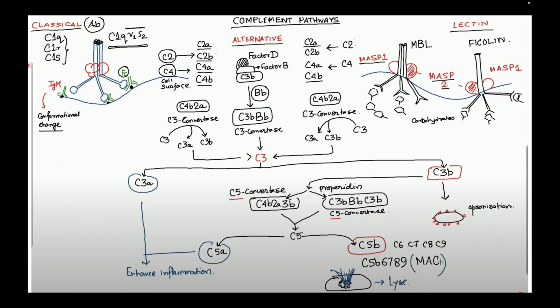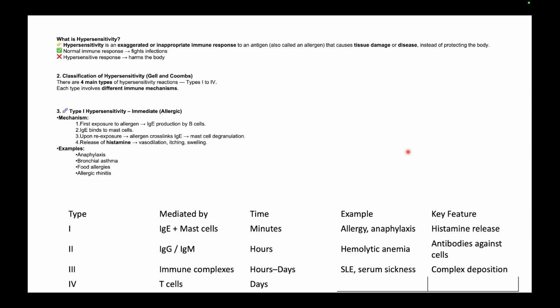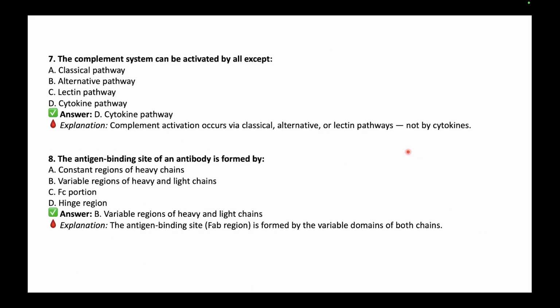Okay, so this is the classical pathway, where one set of proteins starts with the C1QR2S2. Then, if the lectins are involved, there is another pathway, the lectin pathway, and in between there is an alternate pathway that goes on, called the alternative pathway. So only because of these three pathways will the complement system be activated. So this is nothing but the pathways for activation of the complement system.